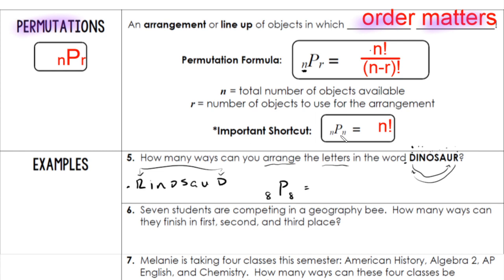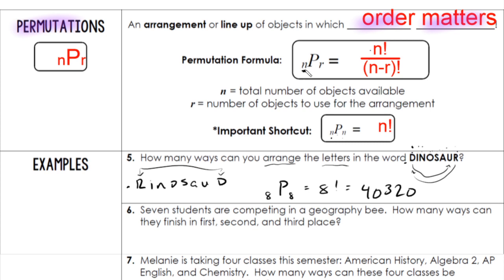Now there's an important shortcut: if you have nPn, it's just n factorial. So that's just 8 factorial. Put that on a calculator and you're going to get 40320. You can also work this out using this formula.